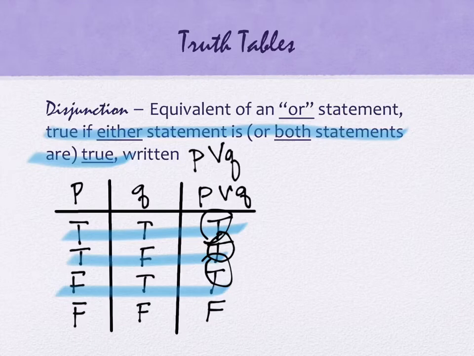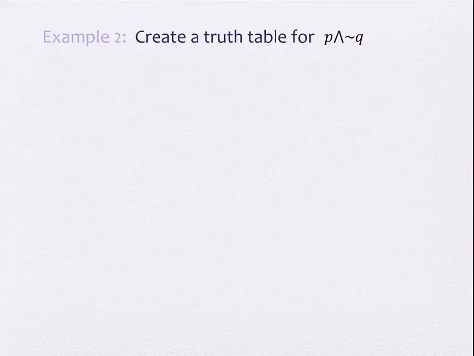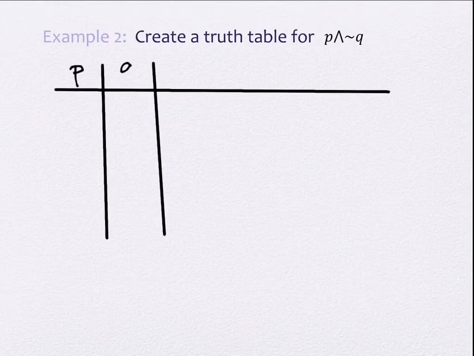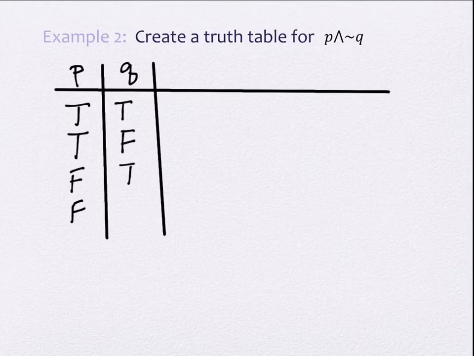All right, so what we're going to do next is we're going to create a truth table for a random combination of things. The truth table we're going to do is for P and tilde Q. So anytime you're asked to create a truth table, you're always going to create the columns P and Q first, and they're always going to have the same T's and F's that we've already done. So none of that changes. All that's the same.